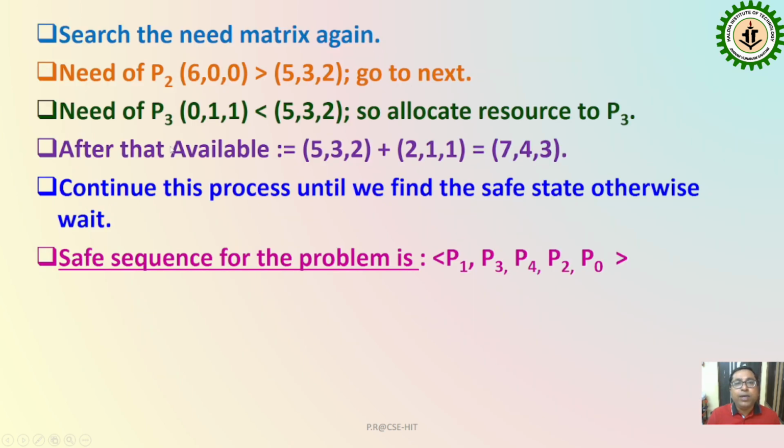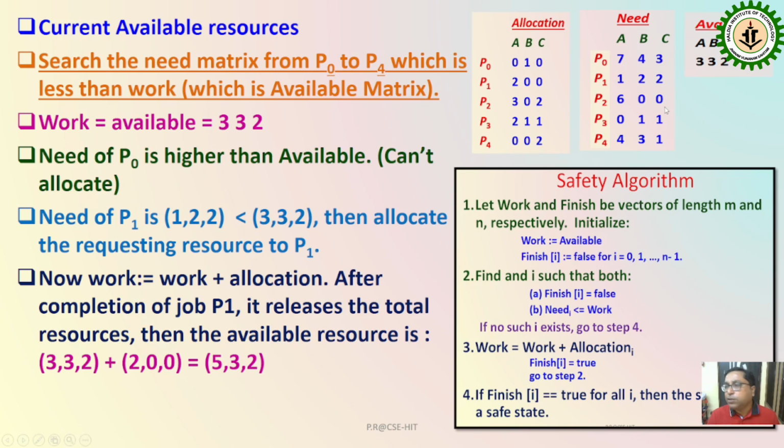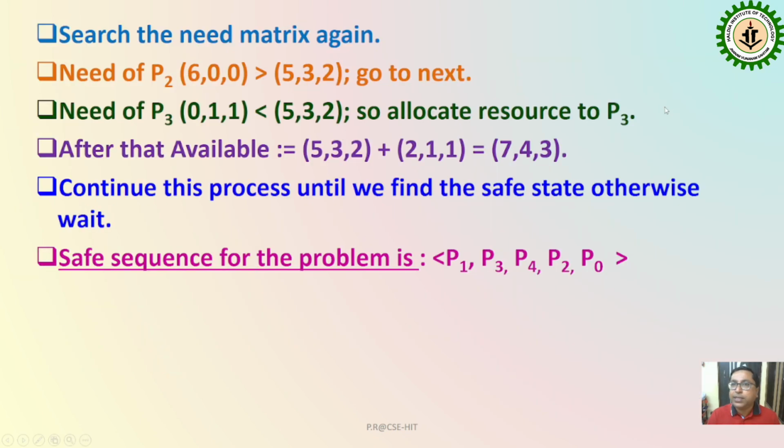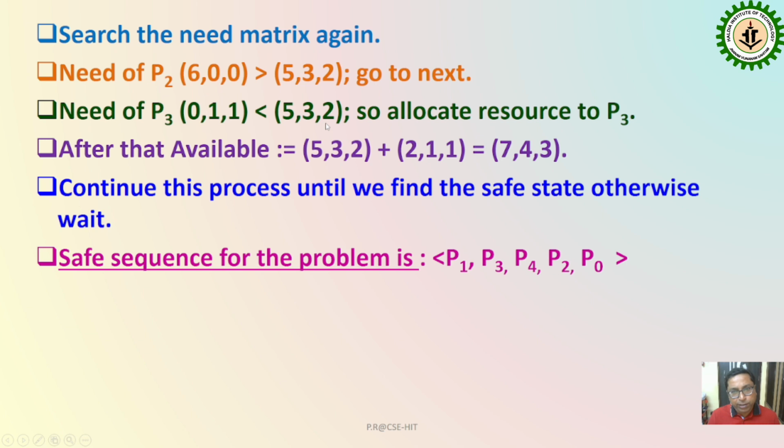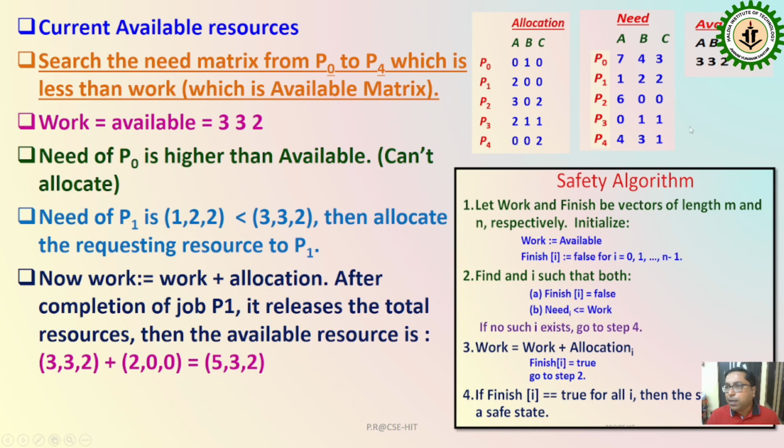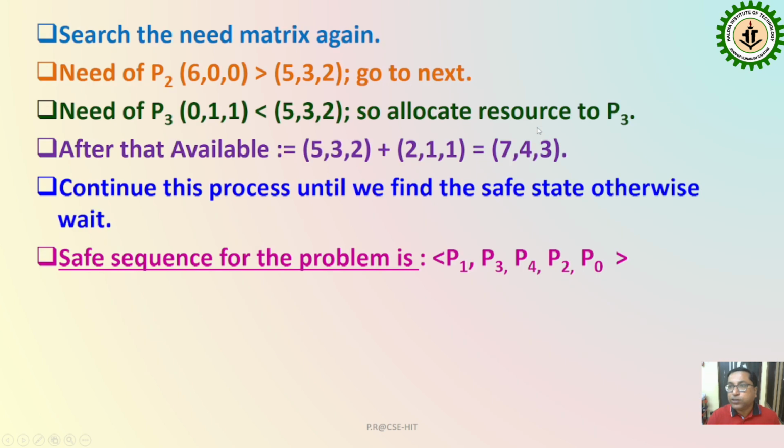Next, we have to search for P2. The need of P2 is 600. Look at here, need of P2 is 600 and available is 532. So we can't allocate. Next, P3. Need of P3 is 011. Available is 532, so we can allocate resource to P3. Now what will happen? After execution of P3, P3 will release its resource 211. So this 211 will be added to the available, and the new available is 743.